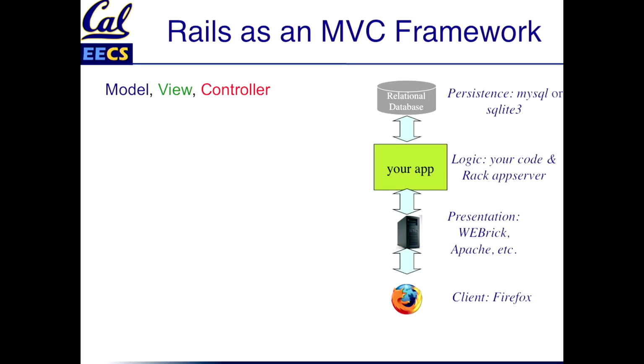So how does Rails act as an MVC framework? Here's a picture that we used from a long time ago showing that your web browser goes in through the presentation tier. That's where the web server lives. It hits your Rails app, and at some point it'll probably get data from the database.